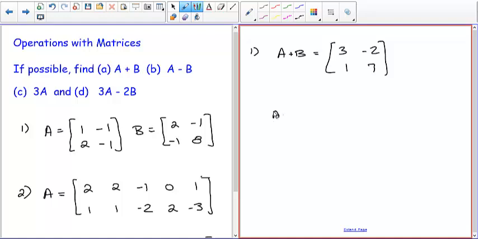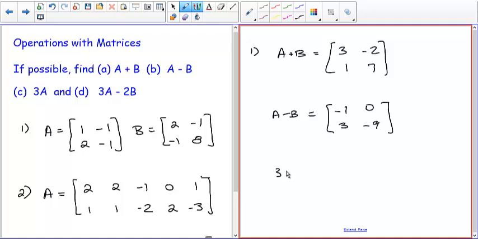Then we have A minus B. So we subtract these from those numbers. So you have 1 minus 2, which is negative 1. Negative 1 minus negative 1, which is the same as negative 1 plus 1, which is 0. 2 minus a negative 1, same as 2 plus 1, which is 3. And negative 1 minus 8, which is negative 9. Okay, so that's A minus B.